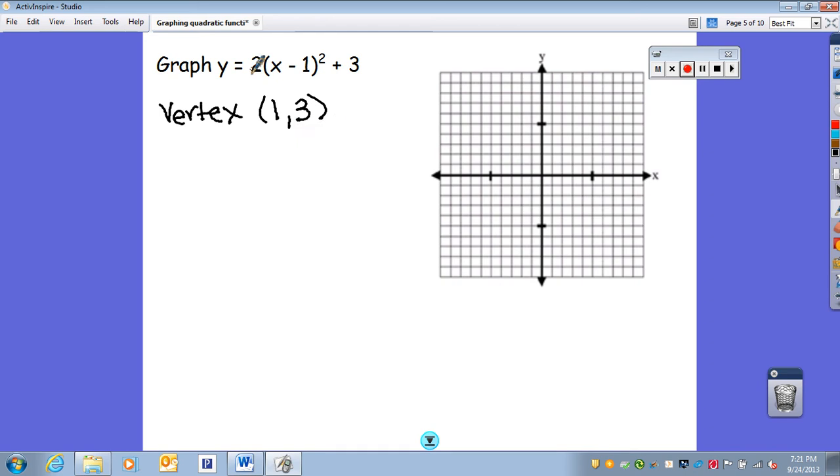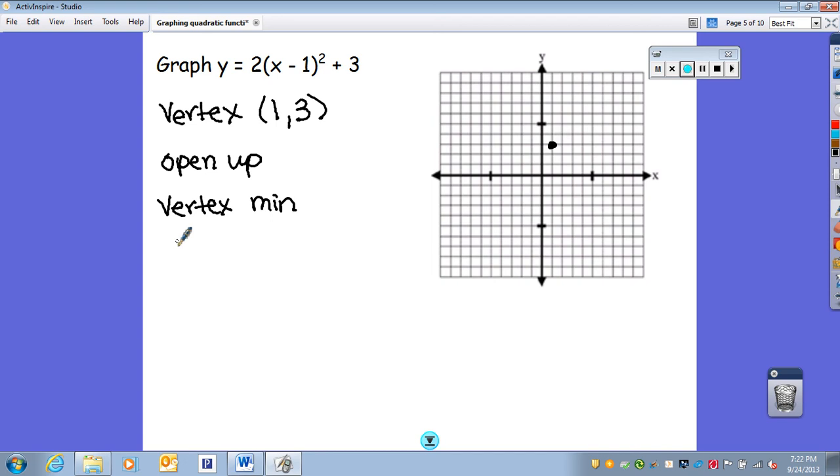We know by the leading coefficient, and it is positive, that our parabola is going to open up. Since our parabola opens up, we know that the vertex is our minimum point. The next thing we would like to do is find our axis of symmetry. So let's graph the point (1, 3).